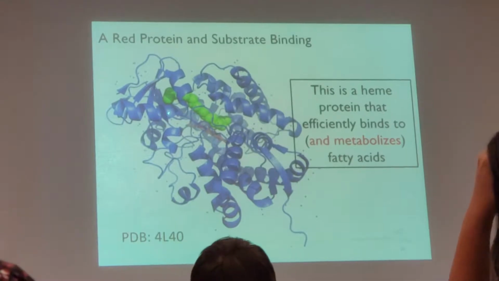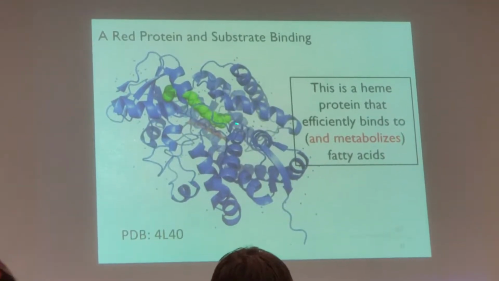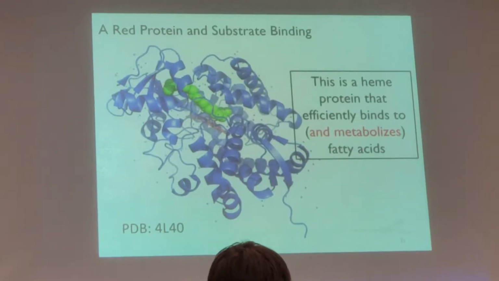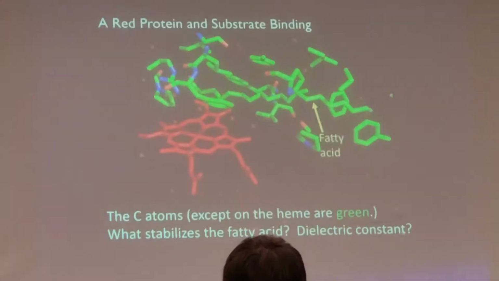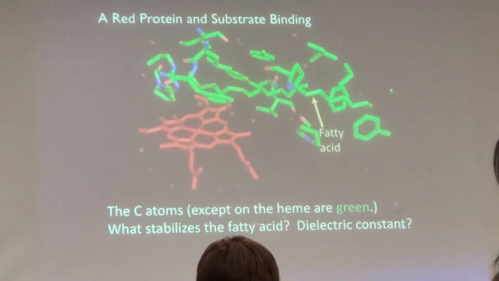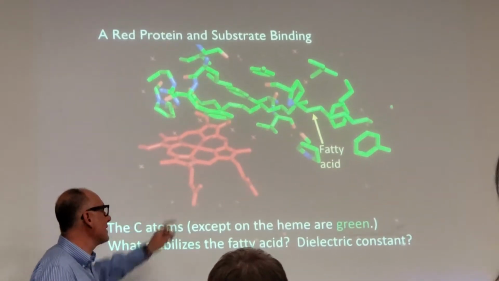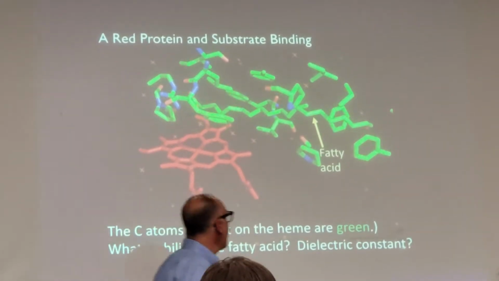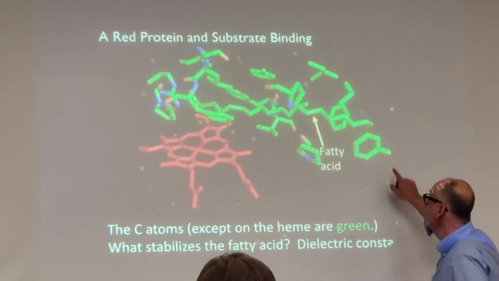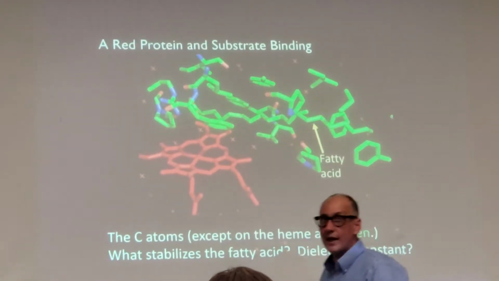It's a heme protein, so a nice red cofactor. Here's the fatty acid that's binding the pocket, just shown in a space filling model. All right, so here is looking more closely at it. Here's the heme cofactor. You don't have to really memorize that, other than the fact that it has a red color. Here's the fatty acid chain, I should have colored it differently, going into the active site.